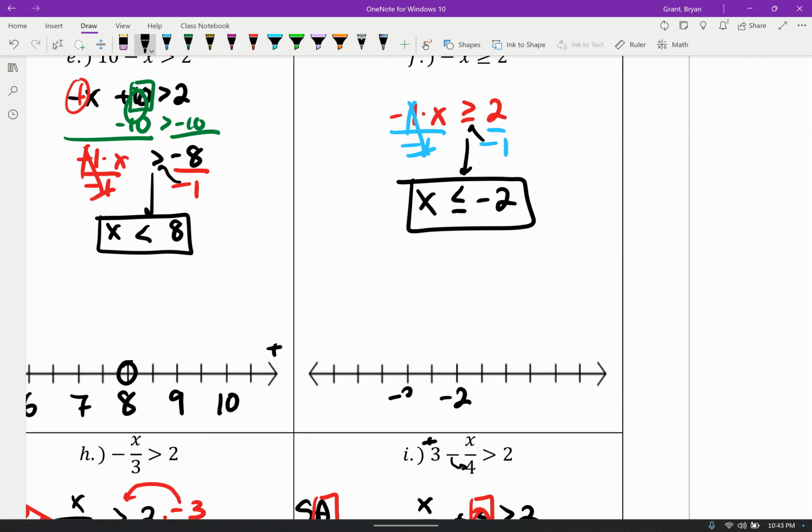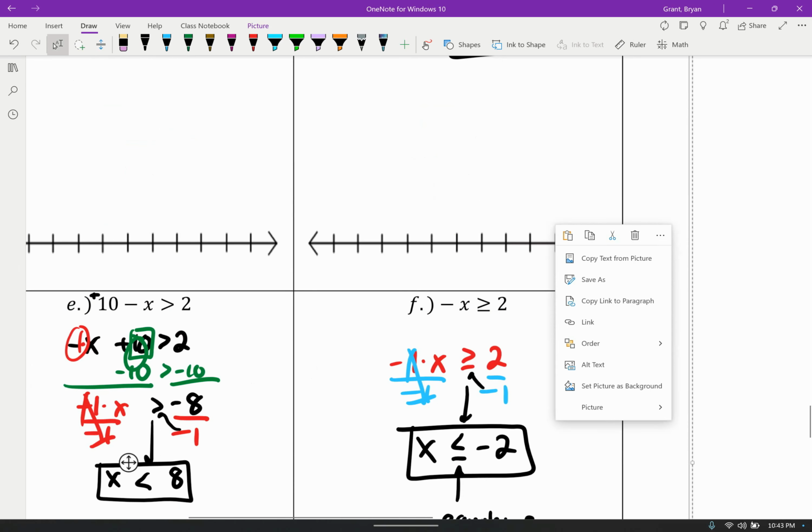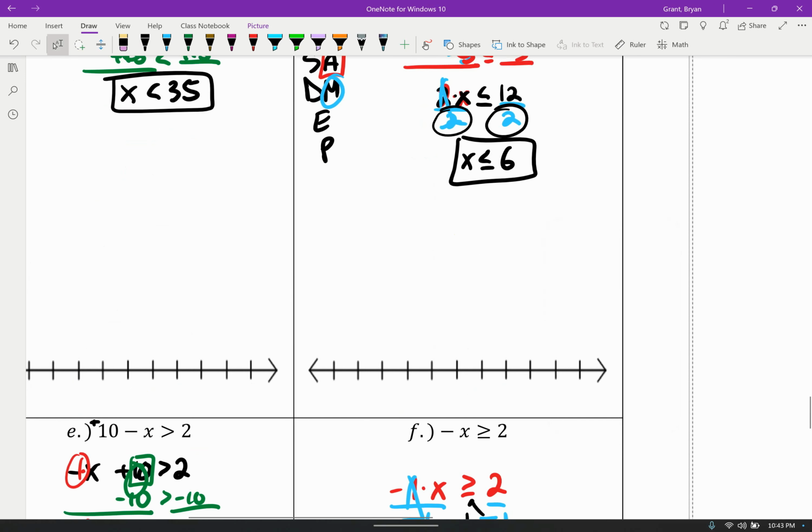Negative 2, here's negative 3 and negative 4. Negative 1 and 0 again. Open circle, do I fill it in? Yeah, there's an equals up there. And if there's an equals, then we need that closed or filled in circle. Okay, looking up here, we have 6. Let's do a couple numbers larger than 6 and a couple smaller. Open circle at 6. Oh, but there's an equals. We need a closed circle at 6.